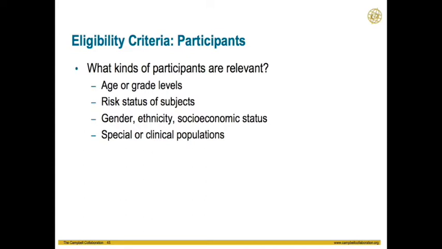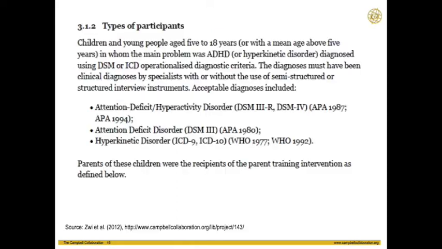Thinking about demographics like gender, race and ethnicity, socioeconomic status, and then any other special or clinical populations. If you're interested in participant populations with disabilities, you need to have pretty clear criteria for what disability statuses you're going to include and potentially exclude.